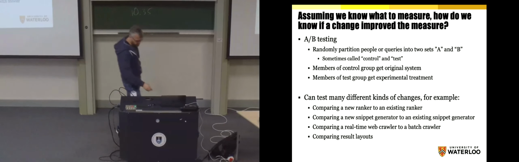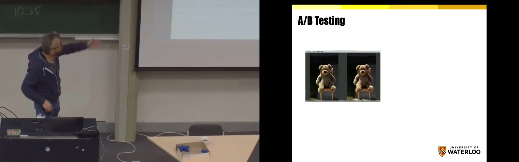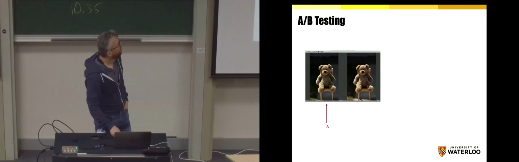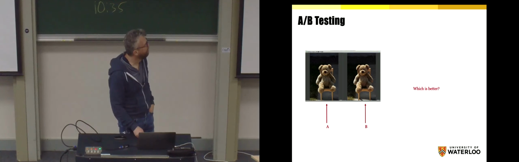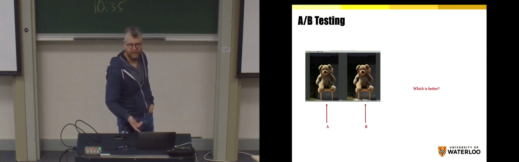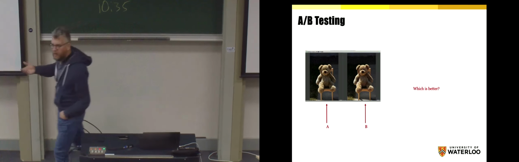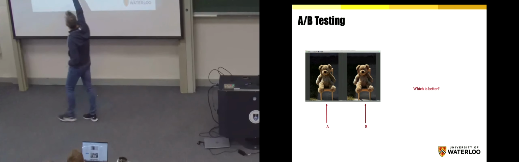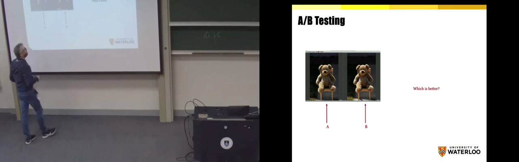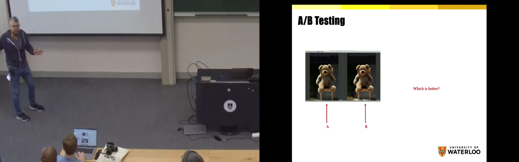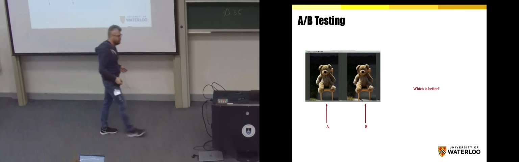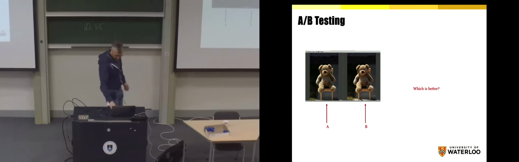So A/B testing, though, is kind of tricky. So here's A/B testing. We got A. Okay, this is before. This is our improvement. Which of these is better? This is a trick question. We don't know. Okay? We had 2 machine learning algorithms. One produced this, one produced that. Which is better? We got to go to millions of users and decide which is the better situation.